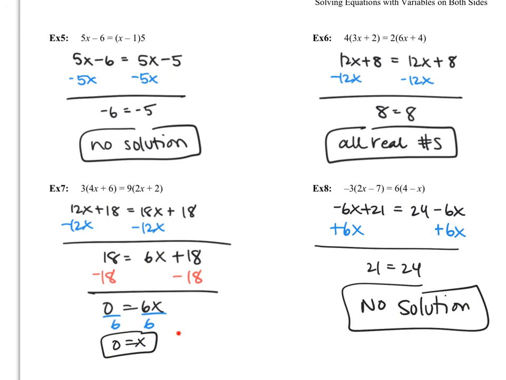Notice I did not say no solution or all real numbers, because no solution means I don't get to open any doors, and I am opening a door. I'm opening door number 0. And I'm not saying all real numbers because I'm not opening all the doors. I'm only opening one door. It happens to be door number 0.